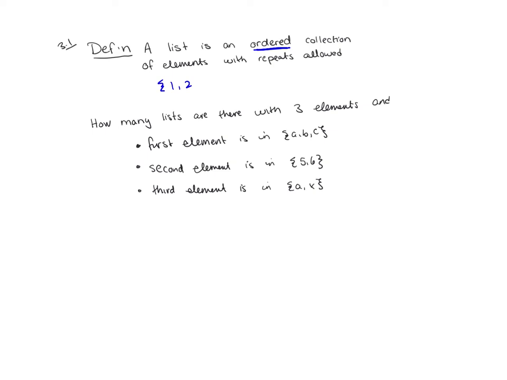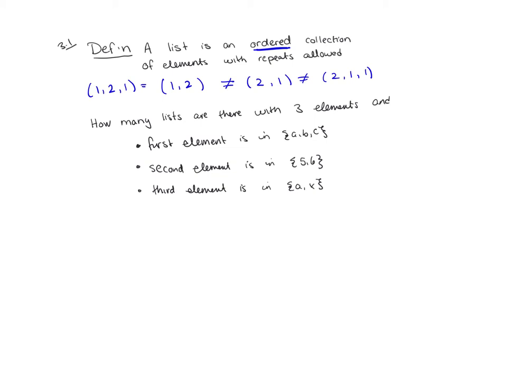And we are allowed to have repeats. So instead of using braces here, I'm going to just use parentheses. So it's kind of like an ordered pair, but it could have more things. And I'm also allowed to have repeats, and that's going to be a different list. So these are all different lists from each other, even though if they were sets, they would be the same. So let me make sure I have a not equals there.